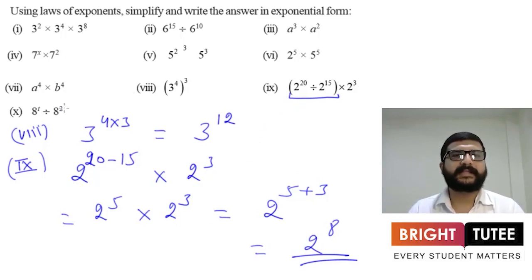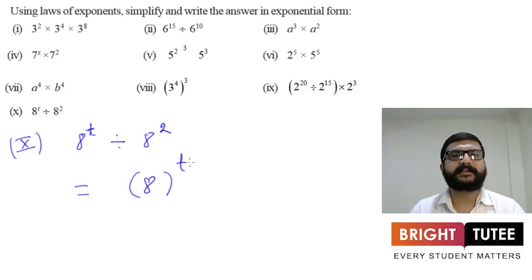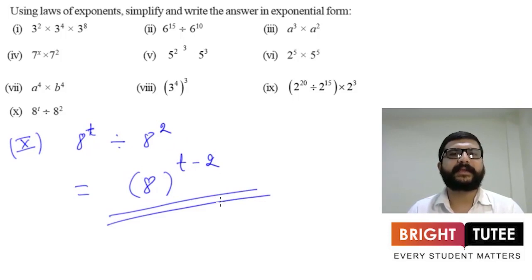Now the 10th part of this question, that is the last part. 8 to the power t divided by 8 to the power 2. Here we are dividing two powers with same base. So we will keep the base same and exponents are subtracted, that is t minus 2. So this is 8 to the power t minus 2. So now we have solved all the parts of this question. Now let's move to the next question.